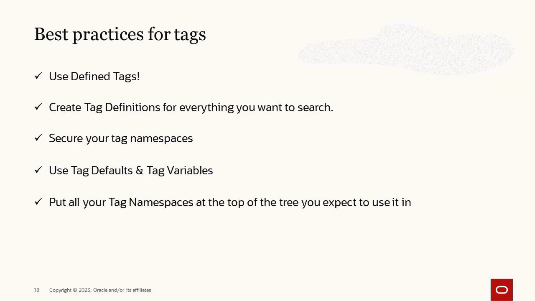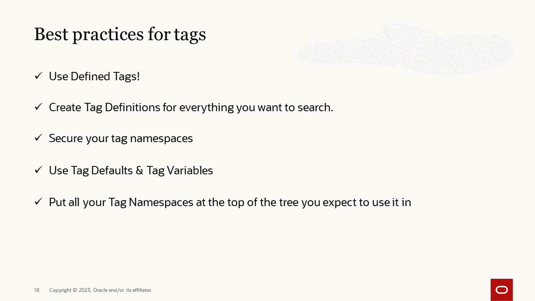Lastly, I wanted to go over some best practices for tagging. So one is to use defined tags and take advantage of them, because all of our feature development is going to be around defined tags only. Next is to create tag definitions or tag key definitions for everything you want to search for. So when you're in your tag namespace, you've already created your namespace, and now you're trying to get set up with your tag keys, this is where you'll want to ask yourself, what do you need to search on? What are some keywords? And go ahead and use that as a tag key name.